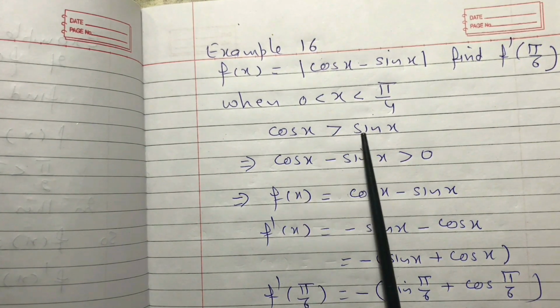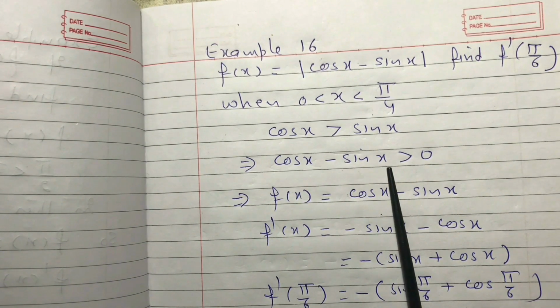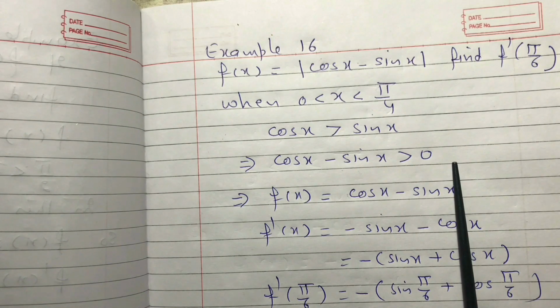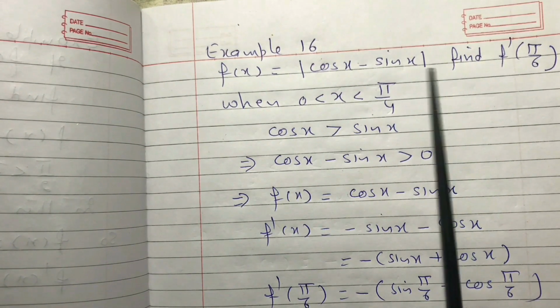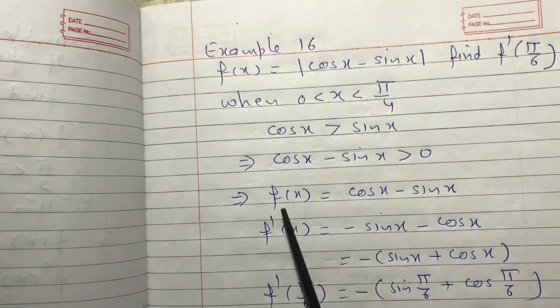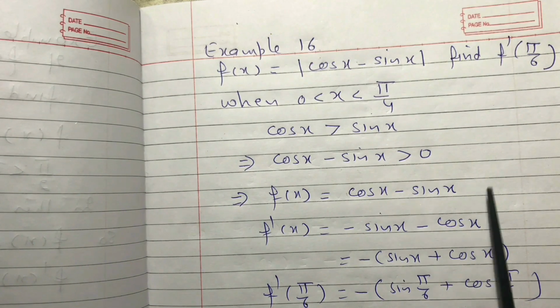cos x is greater than sin x. It means cos x minus sin x is greater than 0. So if f(x) is mod of cos x minus sin x, so in this interval f(x) will be positive. So f(x) is equal to cos x minus sin x.